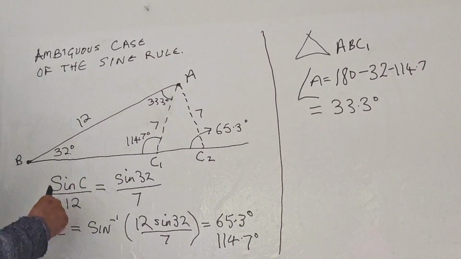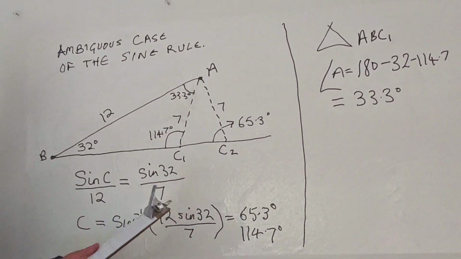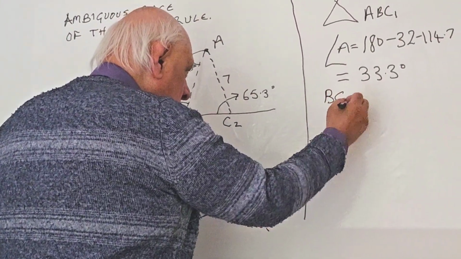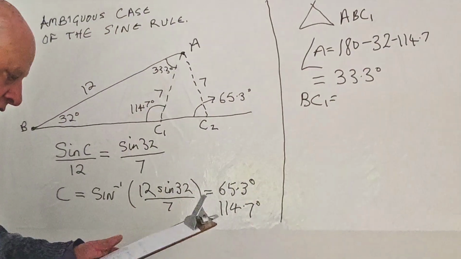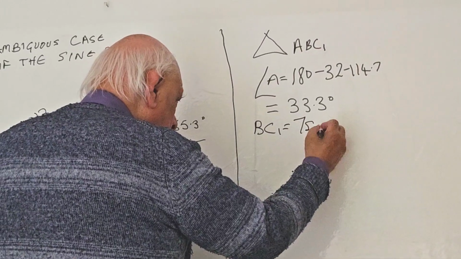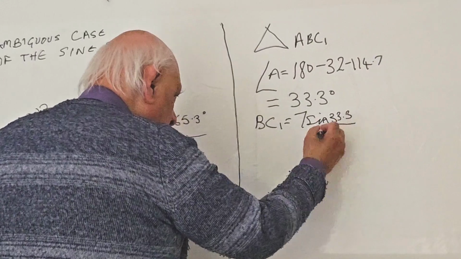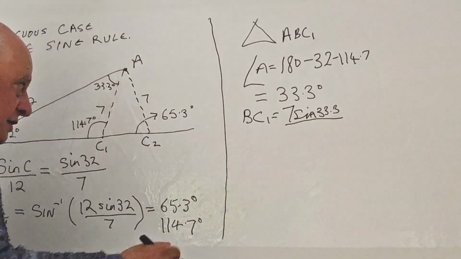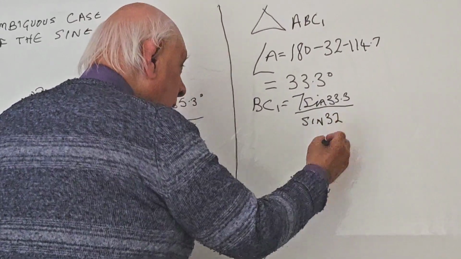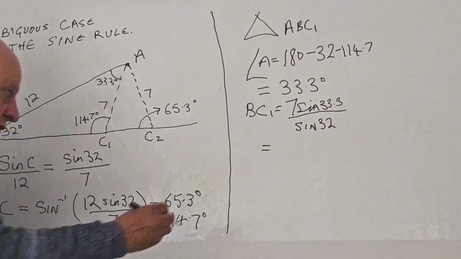So we now apply the sine rule to work out this bit here. Okay, B to C1. And B to C1, applying the sine rule, will be 7 sine 33.3 divided by sine of 32, which comes to 7.25 centimeters.